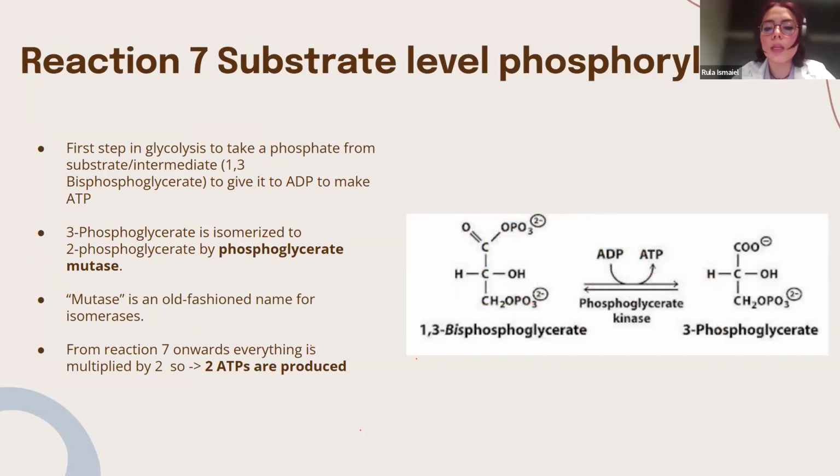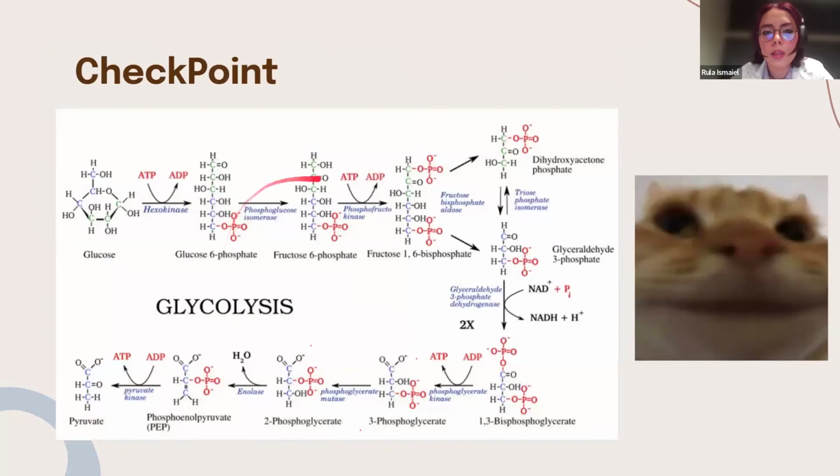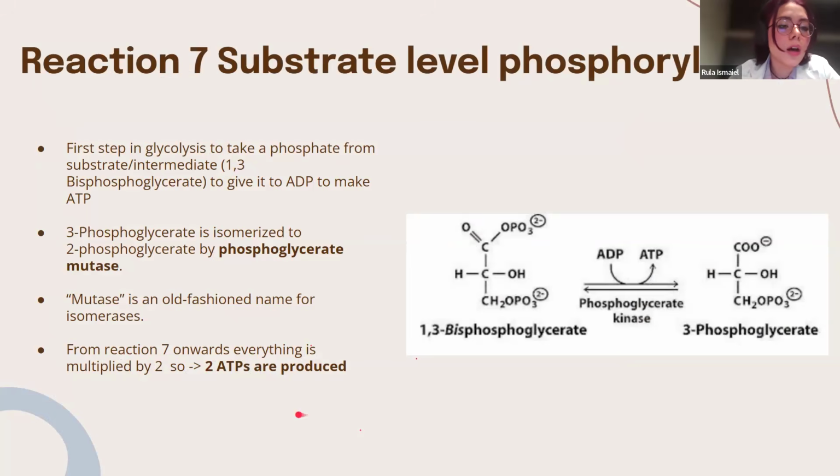Now keep in mind 3-phosphoglycerate, you need to change it up a bit and make it into 2-phosphoglycerate by an enzyme called phosphoglycerate mutase. Now, mutase is just an old way of saying isomerase. In the olden days it was also called mutase, but now it's called isomerase. For some reason, they didn't change this one. I don't know, it's not up to me. I'm not a biochemist. I'm a medical student.